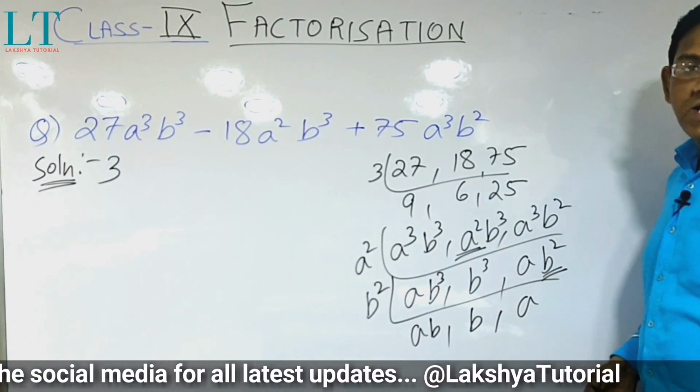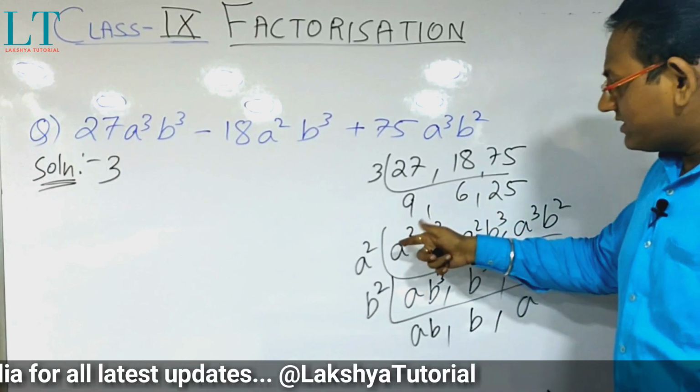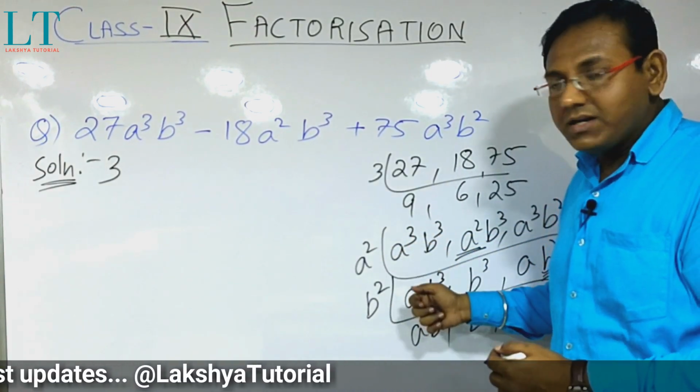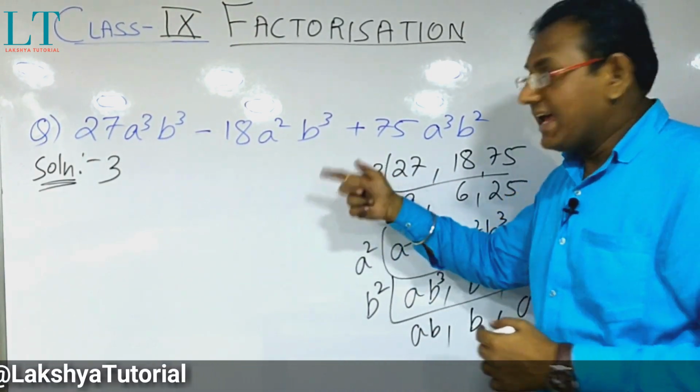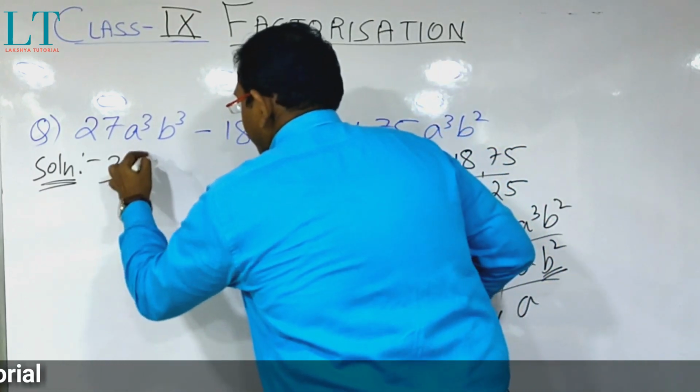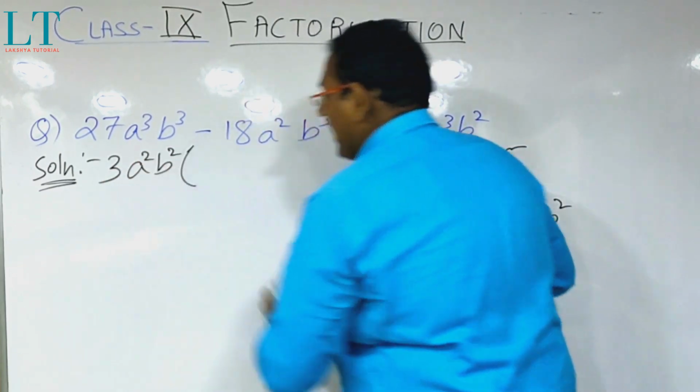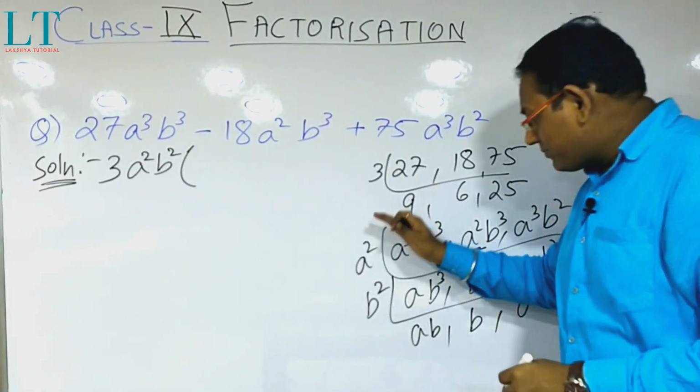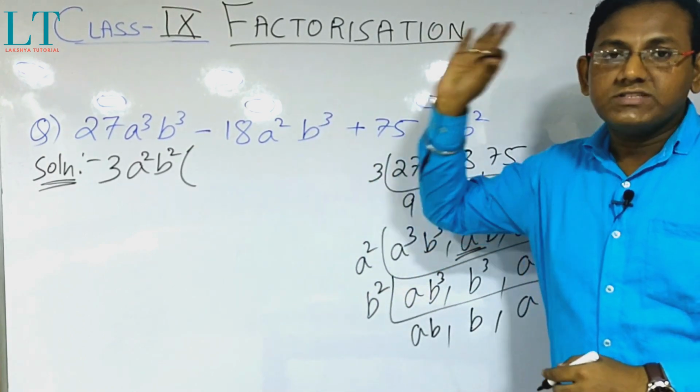There will not be any b containing term. So we understood that these two terms are common. So we are going to write this in the solution part, and then we will give the bracket. That means basically these terms are present outside the bracket.